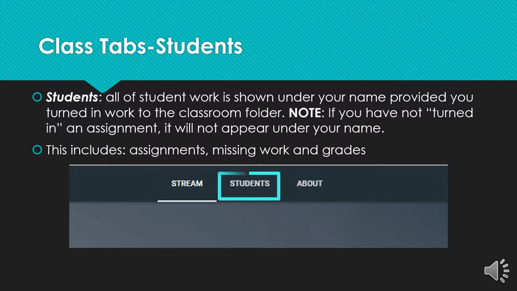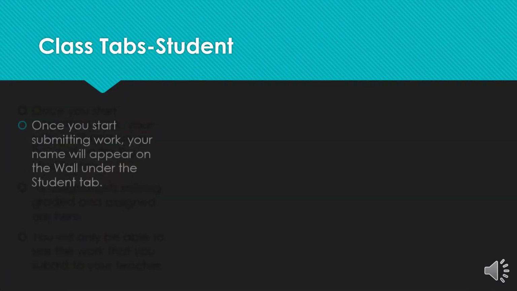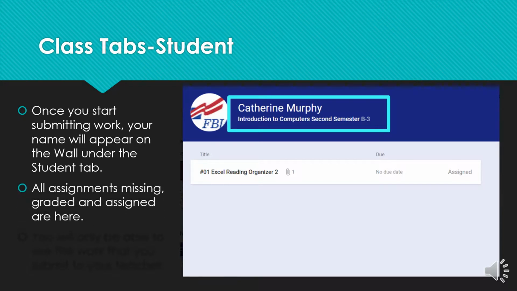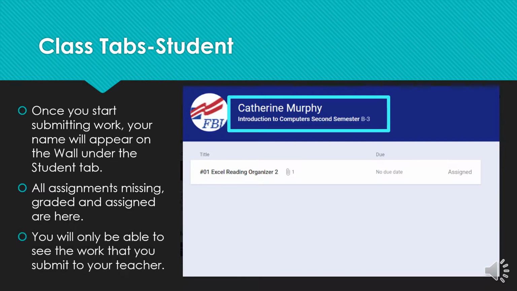The second tab is the Student tab. All of the work is shown under your name, provided you have turned in your work to the classroom folder. If you have not turned in an assignment, it will not appear under your name. This includes assignments, missing work, and grades. Once you start submitting work, your name will appear on the wall under the Students tab. All assignments missing, graded, and assigned are here. You will only be able to see the work that you submit to your teacher.